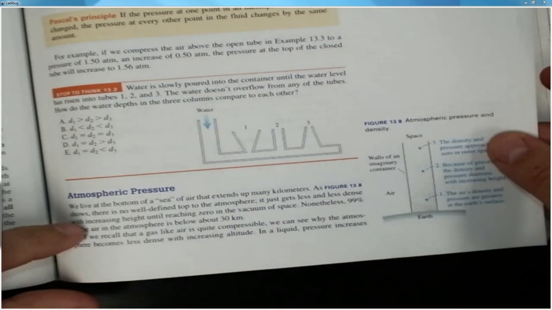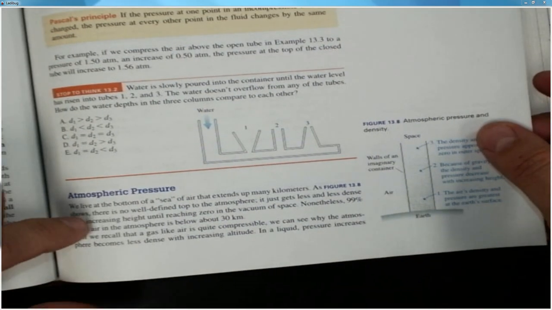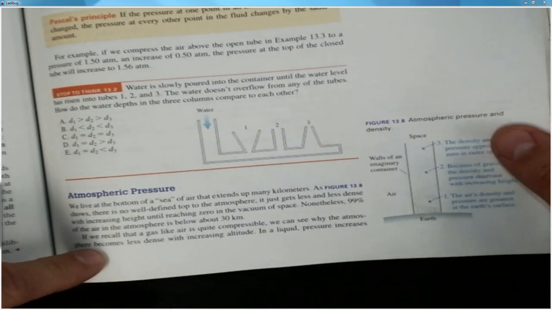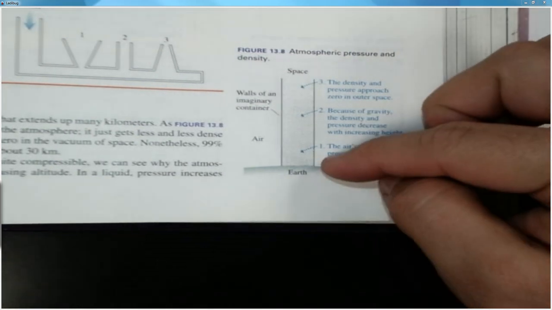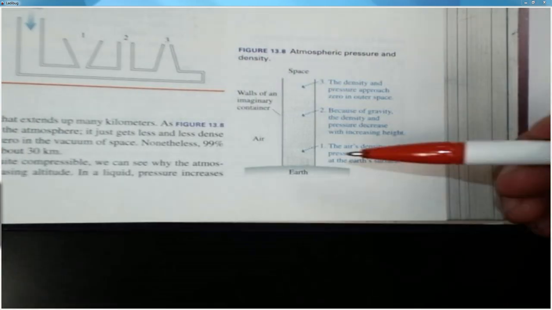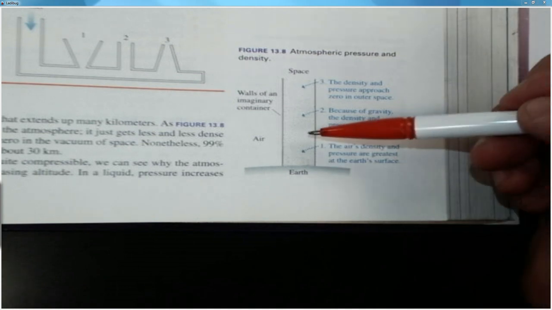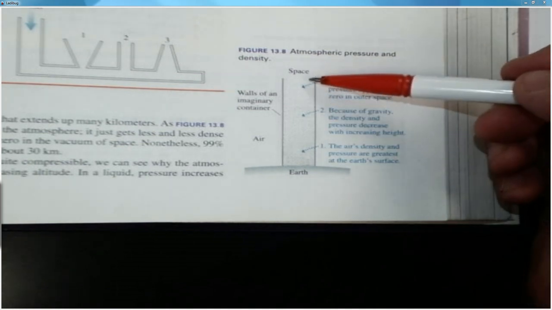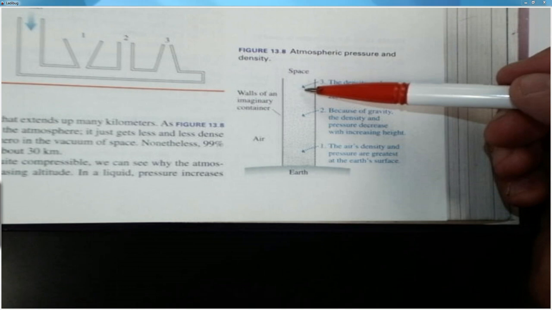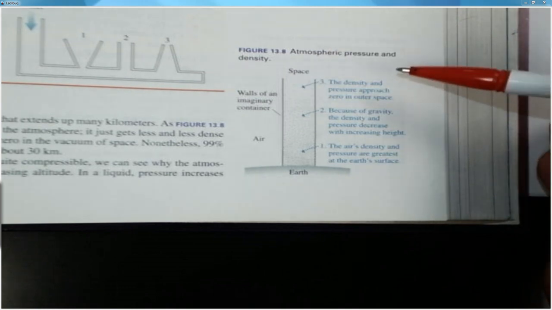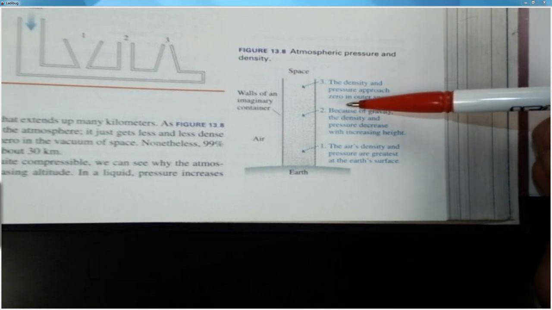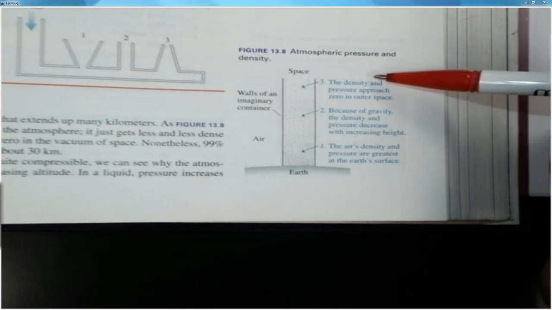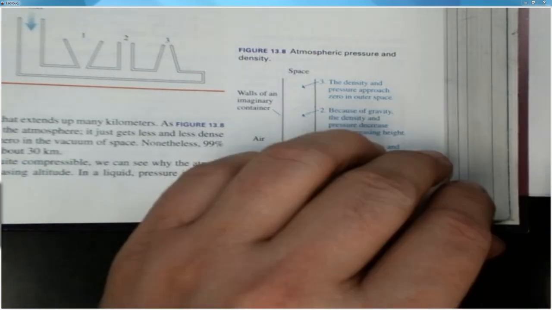We've got atmospheric pressure. Let's talk about that. So atmospheric pressure, we mentioned this earlier. I like this little diagram, this little figure down here. You can see that air molecules are quite compressed near the surface of the Earth, and they spread out more and more as you go in an imaginary column into space. So the air's density and pressure are greatest at the Earth's surface. Because of gravity, the density and pressure decrease with increasing height, and approach zero in outer space.